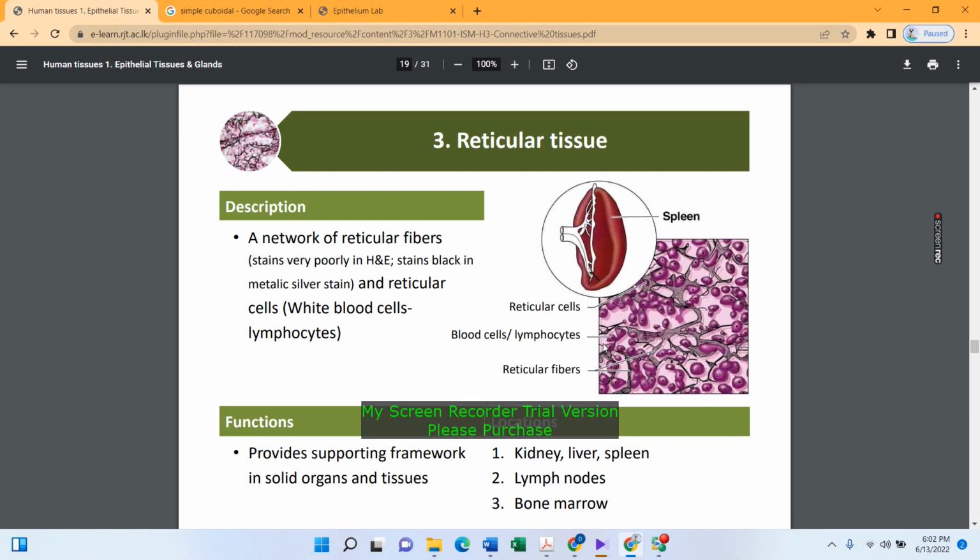So okay, now let's move on with our lecture. This is called reticular tissue. Reticular tissue is the third type of connective tissue we are going to discuss.